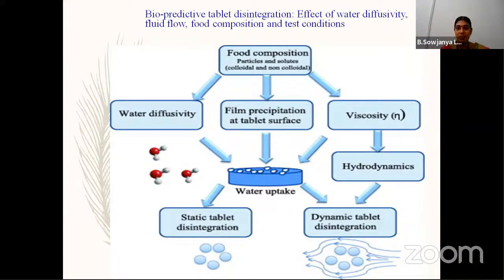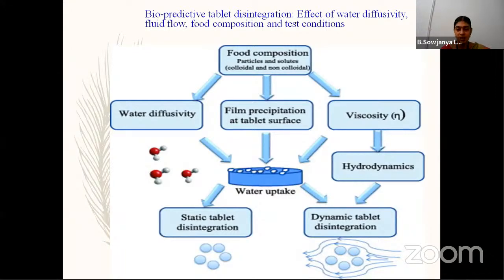Okay, so it's an effect of water diffusivity and fluid flow based on the food composition and the test conditions that is observed in case of the in vivo part: how the tablet is disintegrated when taken orally. It's an in vivo method.